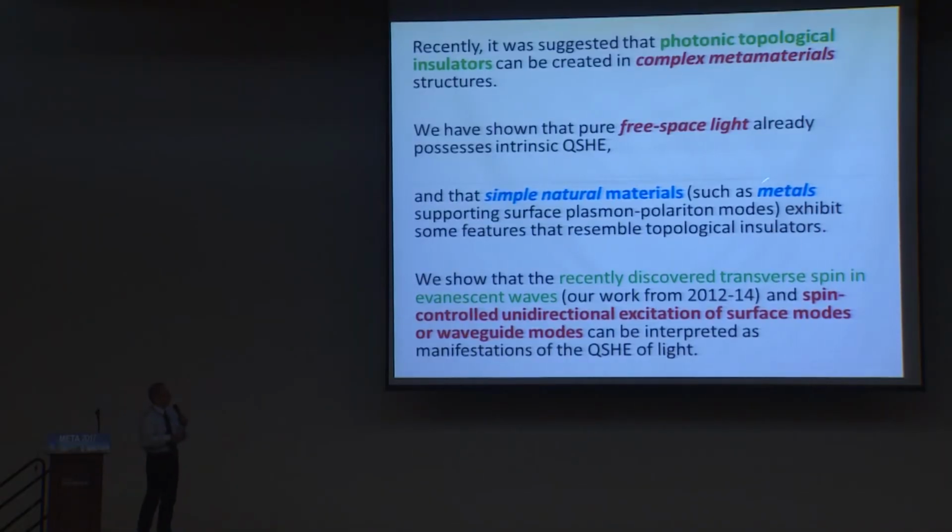and simple natural materials, such as metals, that have surface plasmon polariton modes, exhibit some features that resemble topological insulators. Of course, they're very different, but there are strong analogies. And we show that there is transverse spin in evanescent waves. We have been working on this for some time. And the spin-controlled unidirectional excitation of surface modes or waveguide modes can be interpreted as a manifestation of the quantum spin Hall effect of light.